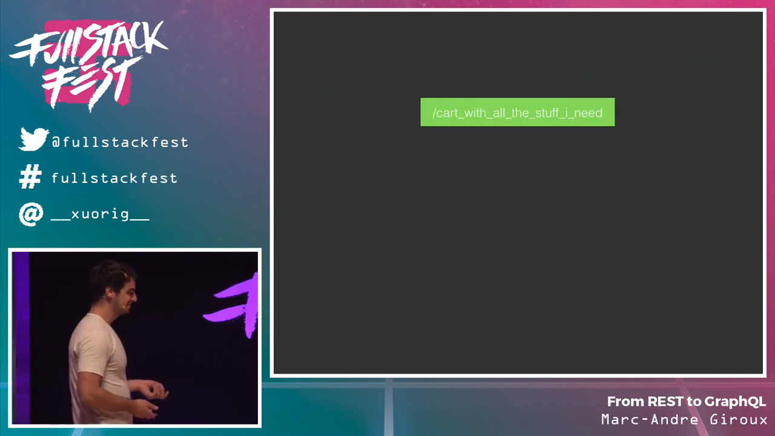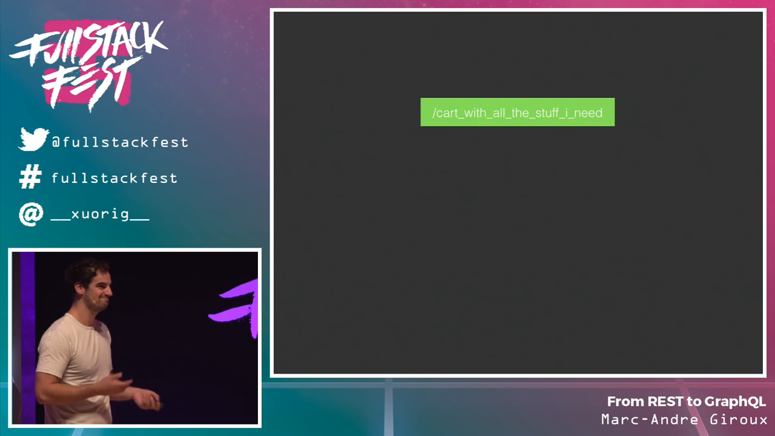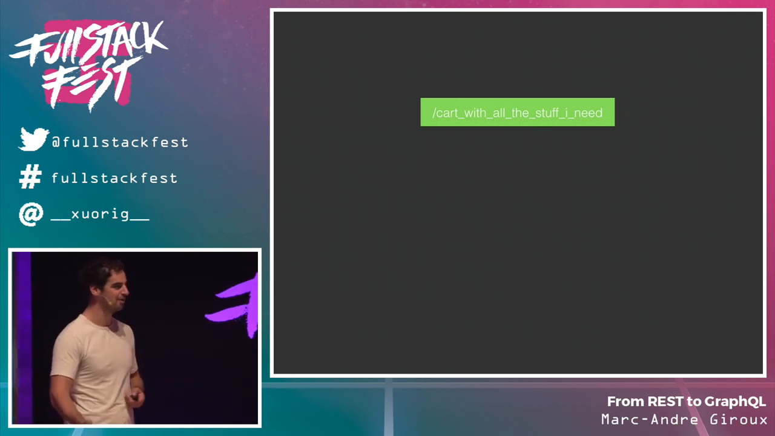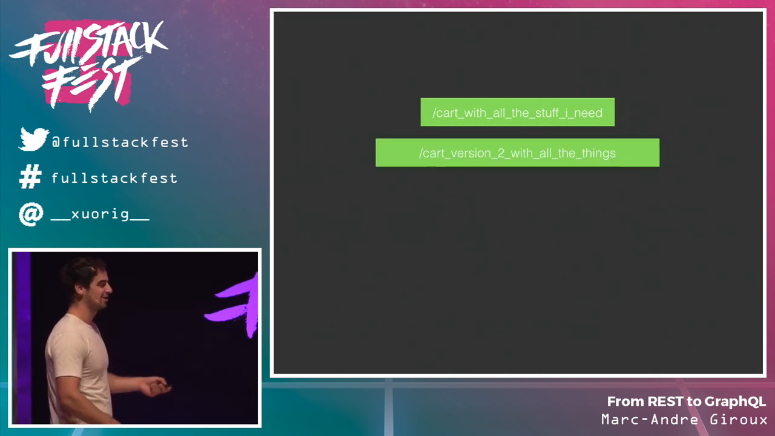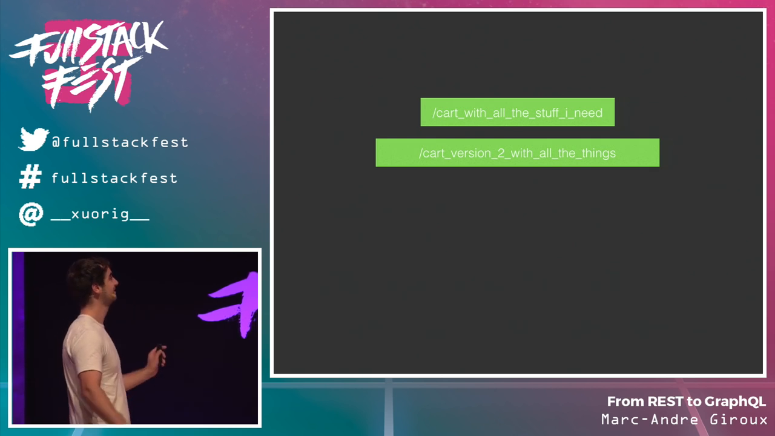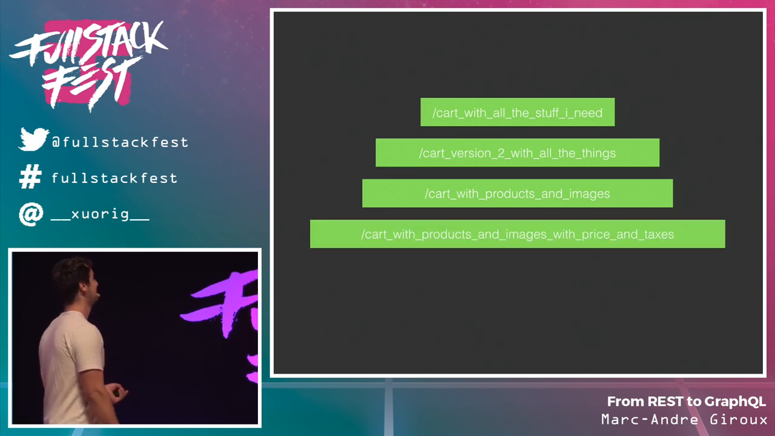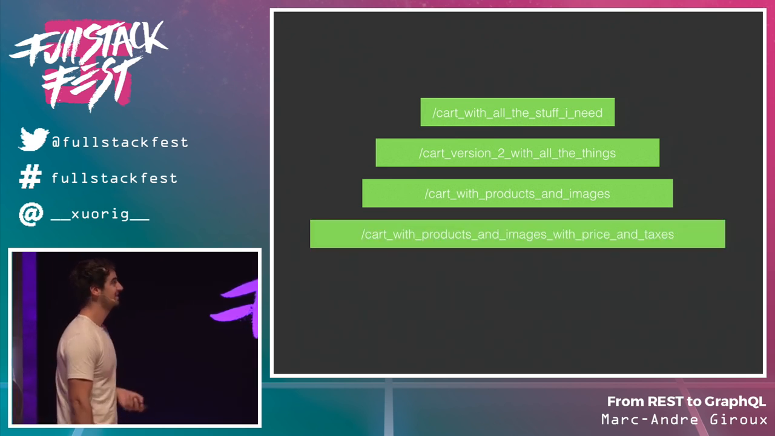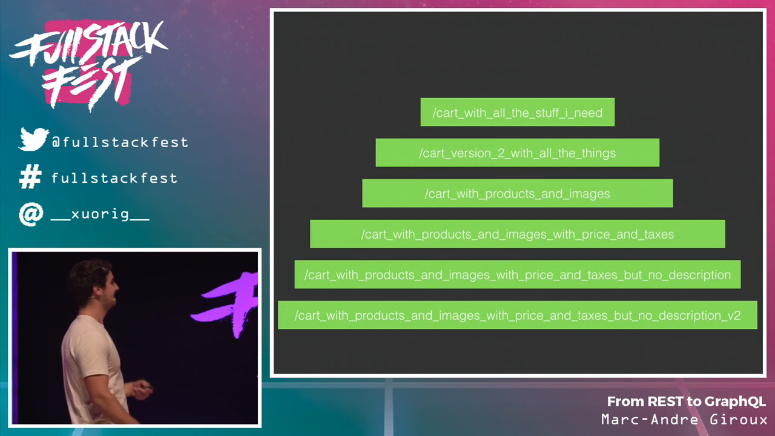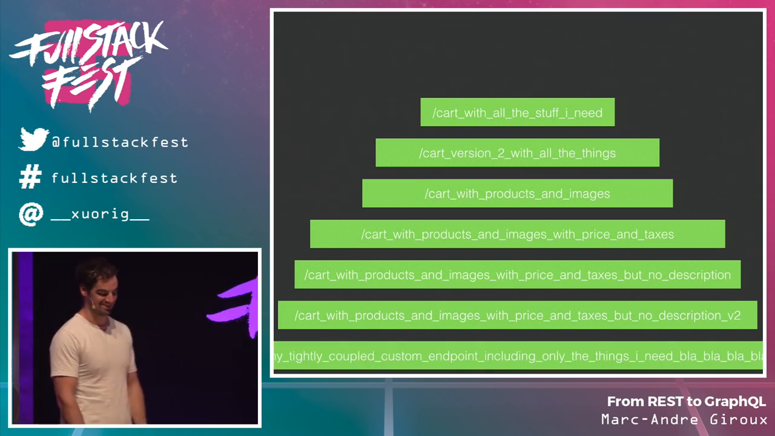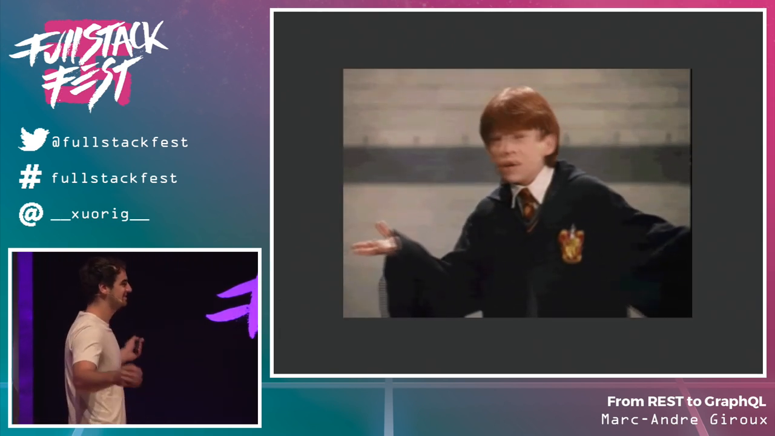But that might start with this. Then maybe you're going to have another page in your app, which also has a cart, but has slightly different needs. Maybe more products, maybe fewer products, maybe different images. So maybe you'll have a cart version 2 with all the things. Perfect. Maybe you'll have cart with products and images, and maybe a query param to say how many images you want. Maybe you'll have cart with products and images with price and taxes. Maybe you'll have cart with products with images with prices and taxes, but no description. And that gets pretty ugly, right? Of course, we don't go that far, but you get the point. So it's kind of annoying.